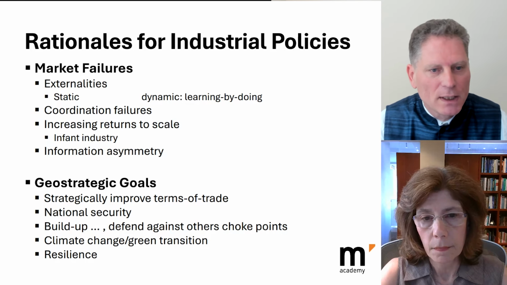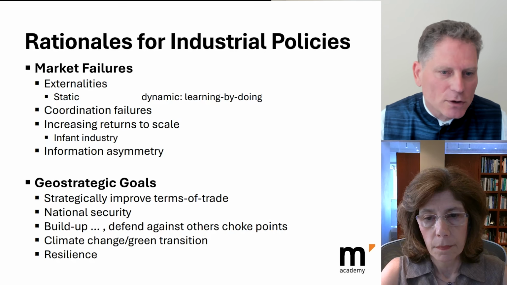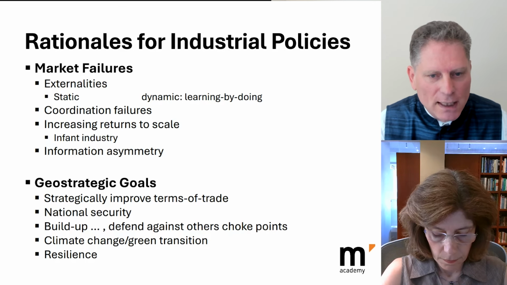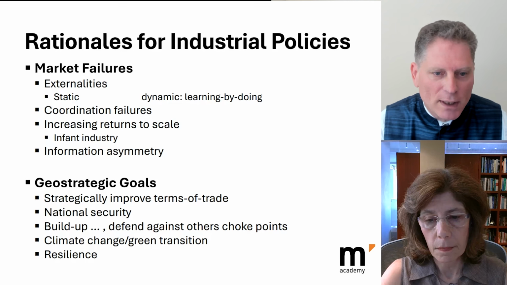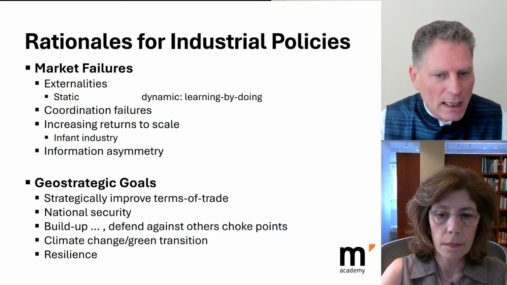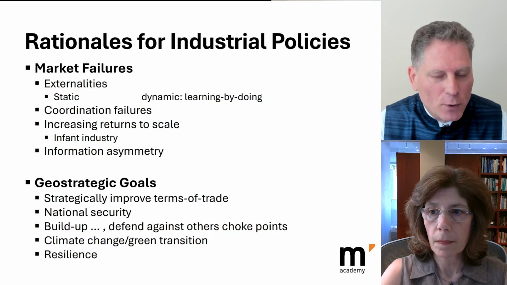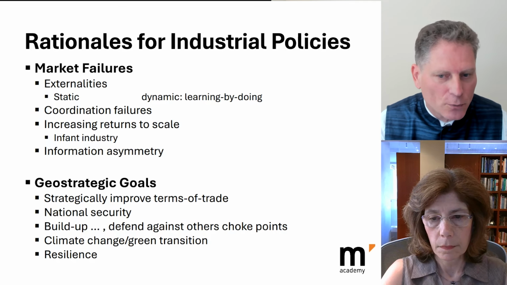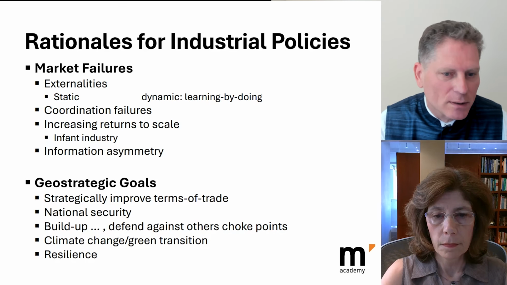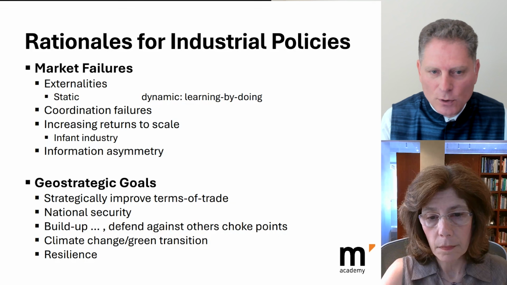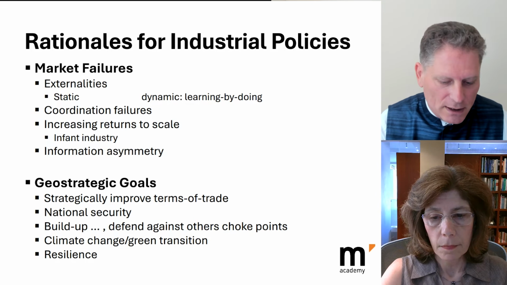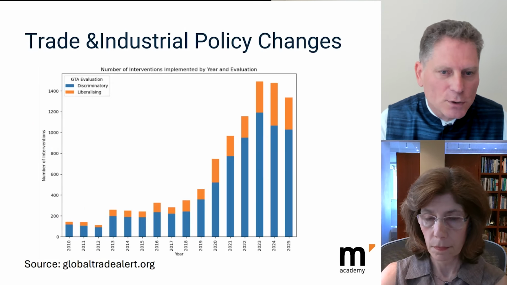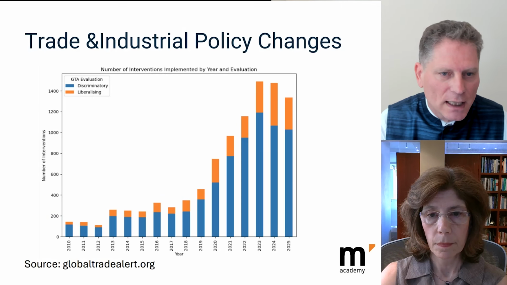So one is purely economic: there might be some market failures, economic reasons, but there might also be some geopolitical or geostrategic goals you want to have. You might strategically improve your terms of trade from purely country-specific optimization. You might do it for national security reasons. And you might also want to build up choke points towards other countries, or you might defend against choke points other countries have set up against you, for predatory or other reasons. And of course, there might also be reasons like climate change and green transition, which is also related to externalities. And you might want to build up some resilience against shocks, which are not totally internalized by the marketplace.